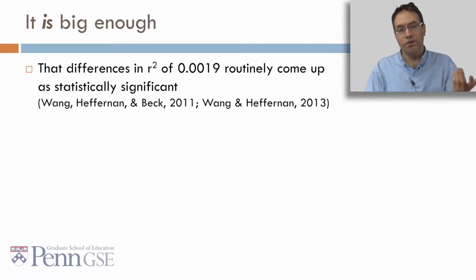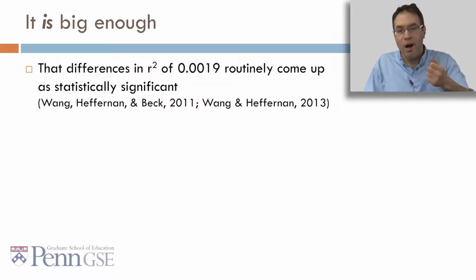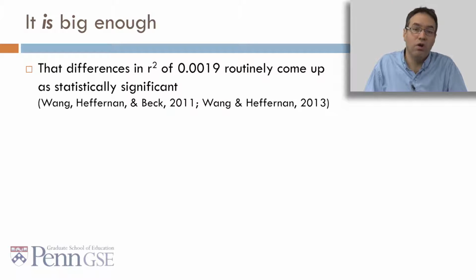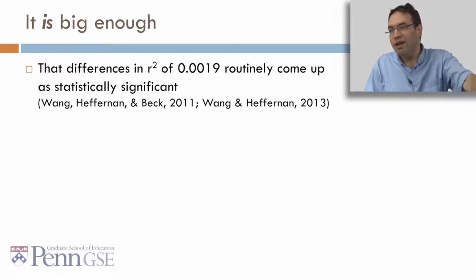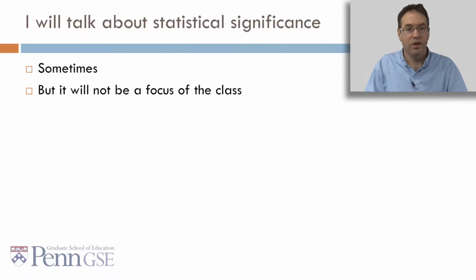It is big enough, for example, that traditional methods for education often fail. Statistical significance testing. People have found differences in R-square of 0.0019 to be statistically significant. If you don't know what that means, don't worry about it, but it's a problem for using statistical significance as your criterion. You have to use other methods. I'm going to talk about statistical significance sometime in this class, especially in the lecture on correlation mining. It's not going to be a focus of this class.